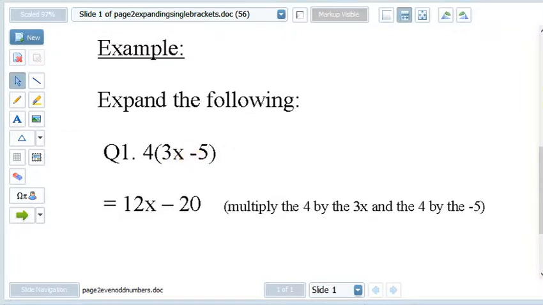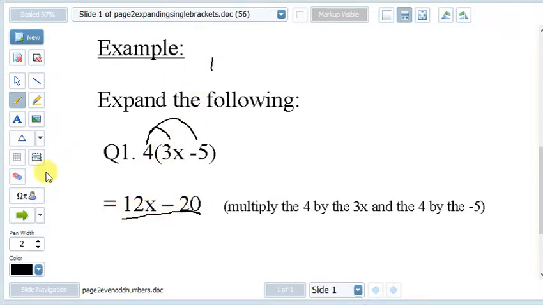So here this is our example, and we're going to expand the following. So what we've got here is 4 times all of this in the bracket, which is 3x minus 5. First of all, it's a positive 4 because there's no other sign. So 4 times 3x, 4 times 3 is 12, and then there's 1x. Next, 4 times minus 5, a positive times a negative is a negative, and 4 times 5 is 20. So that is your answer.